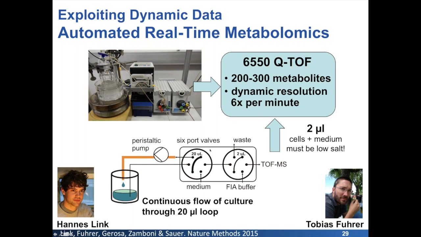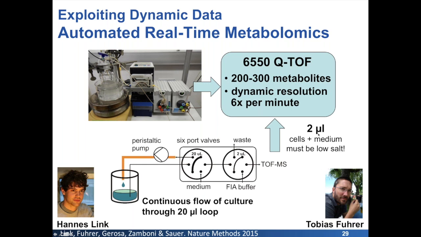And then we can computer control the valve and change it such that 2 microliters of medium plus cells are injected directly into the mass spec. So the real setup is here. Here's the cultivation of cells. Here are these valves, and here's the pump. And so this tube here goes to the mass spectrometer right here.